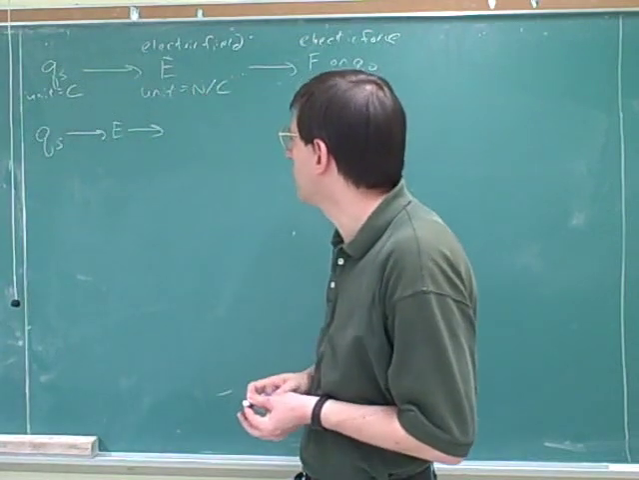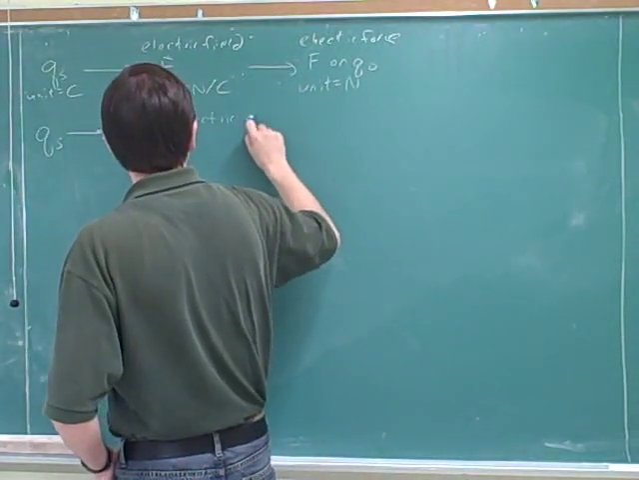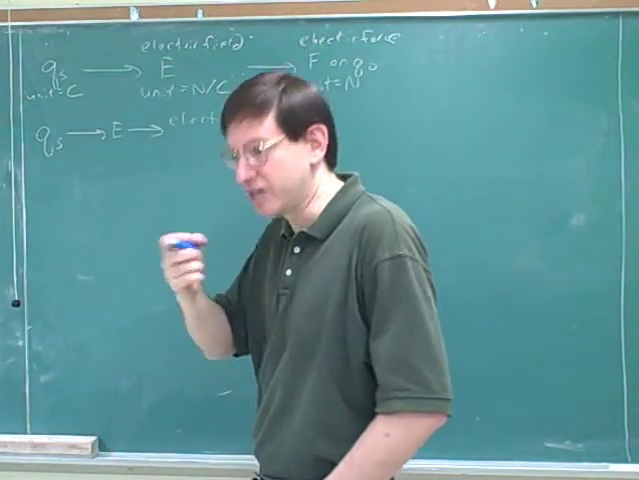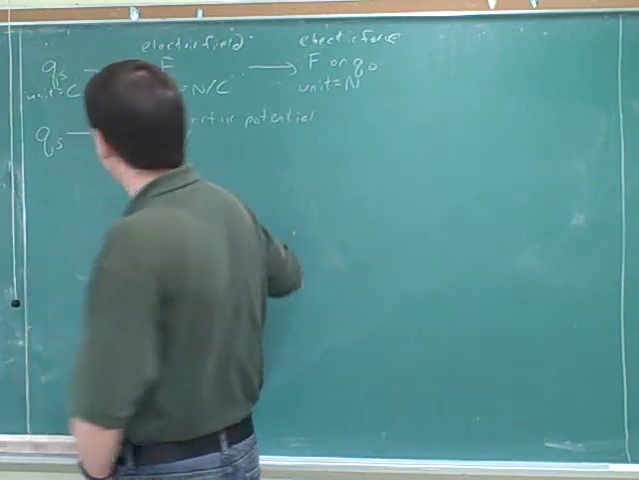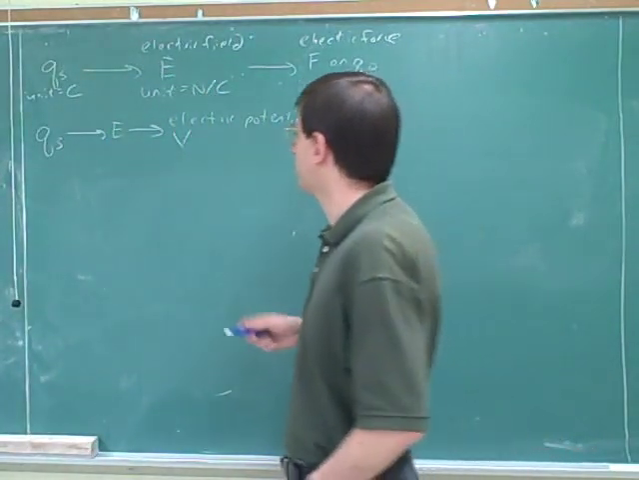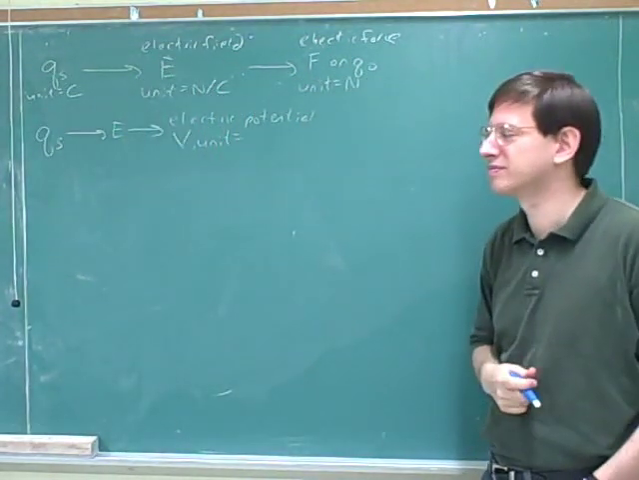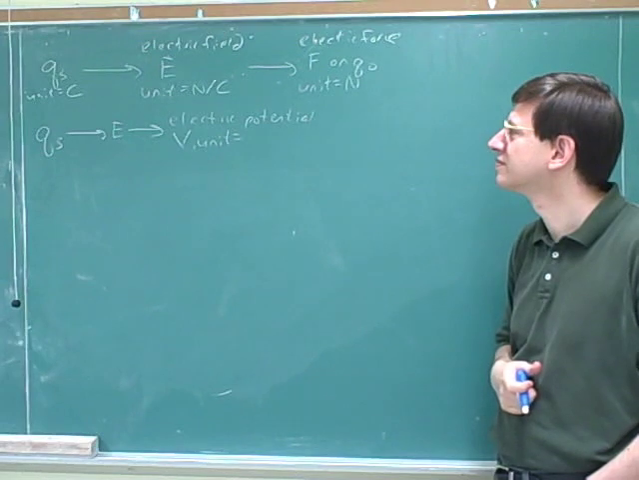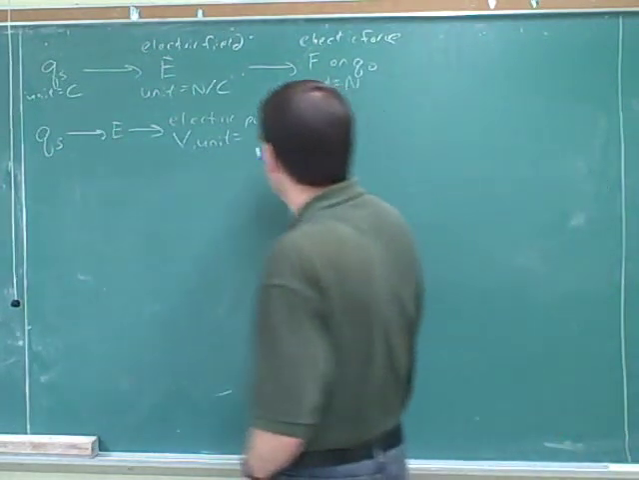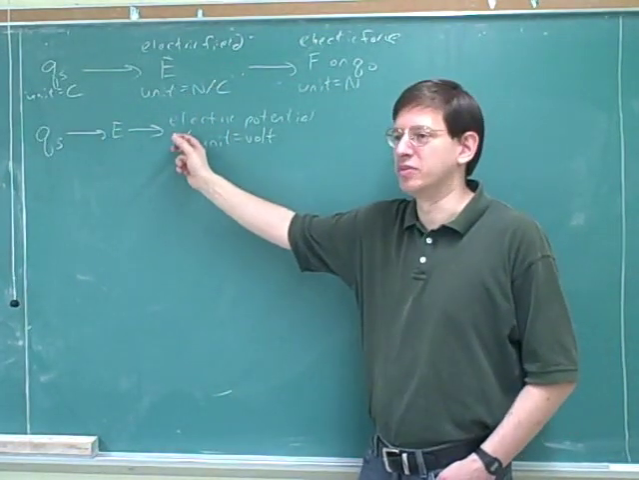What is the symbol for electric potential? V. I'm sorry, I didn't hear you. V. Good. V for electric potential. Very good. Now, what are the units for electric potential? They're volts. Good. There's a special name for this unit. This is probably where this symbol comes from.